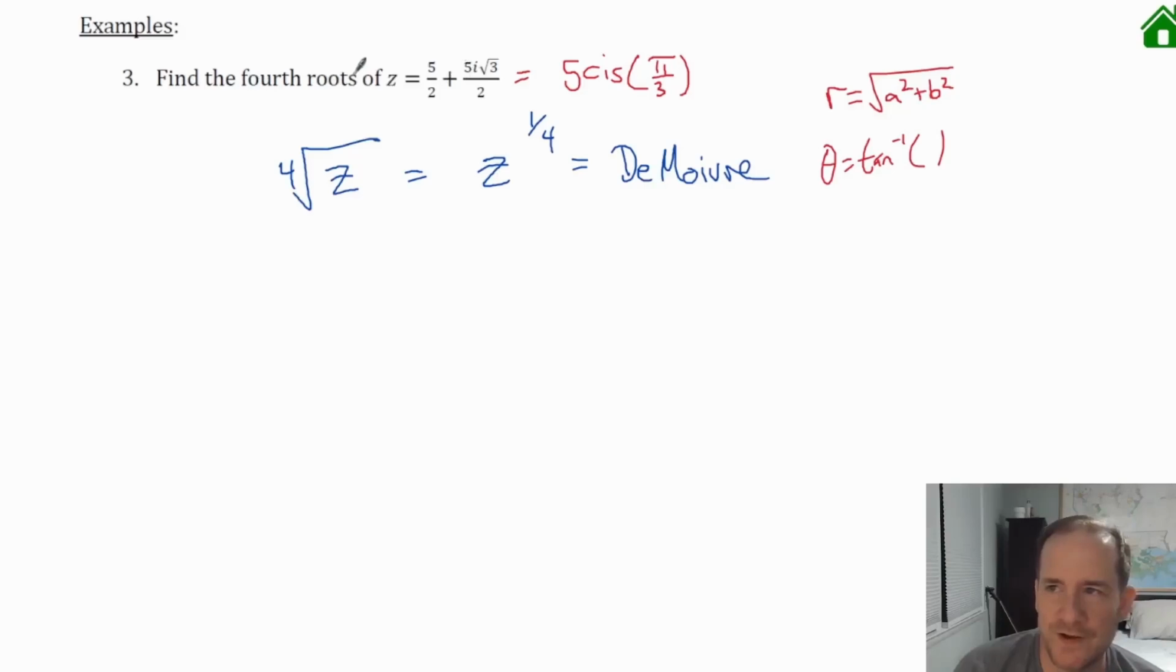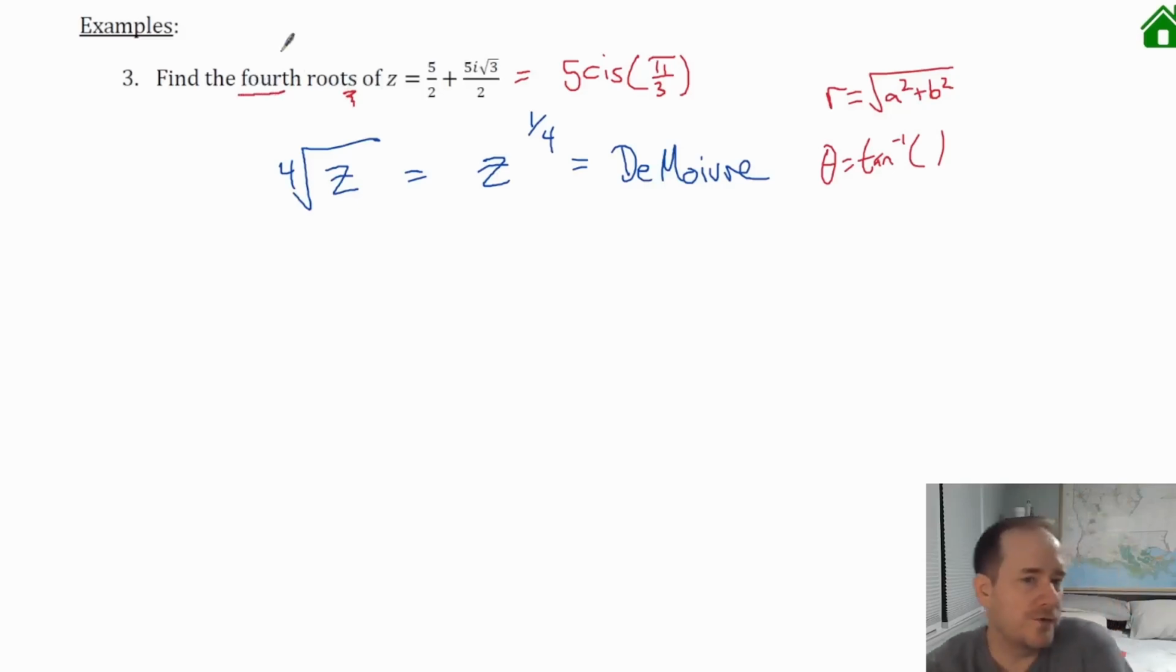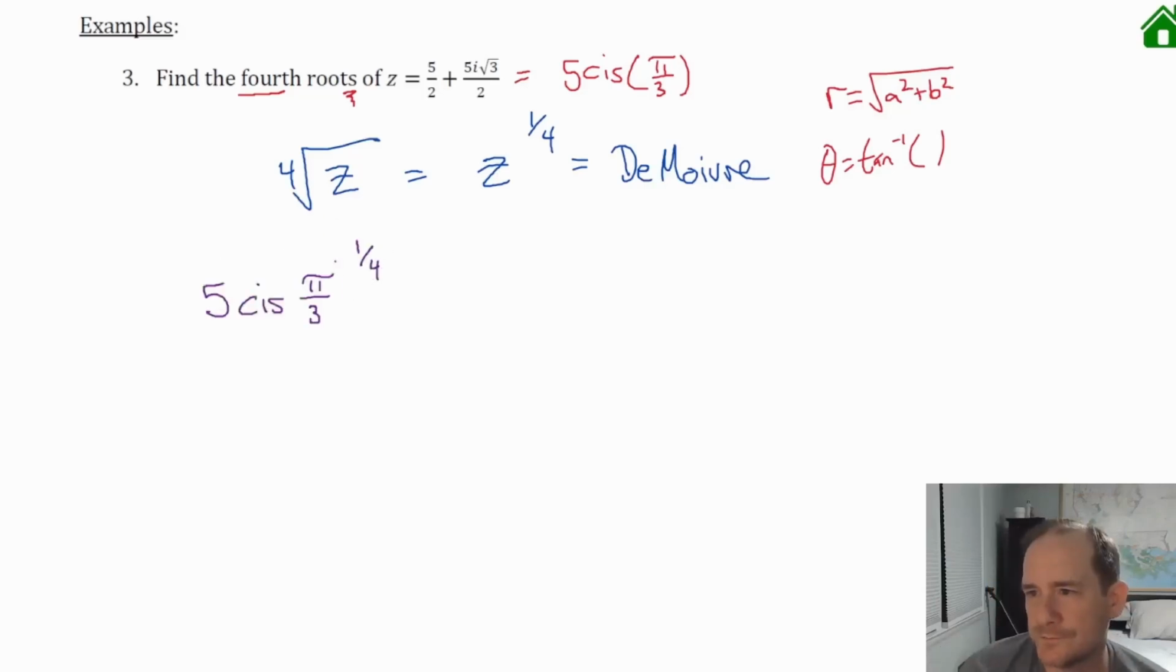If it's the 4th root, there'll be 4 of them, right? It's plural. Find the 4th roots, plural. And there's going to be 4. But let's start by finding the first one. And to find the first one, you just take 5 cis pi over 3 and raise it to the power of 1 over 4. So that's what I'm doing.